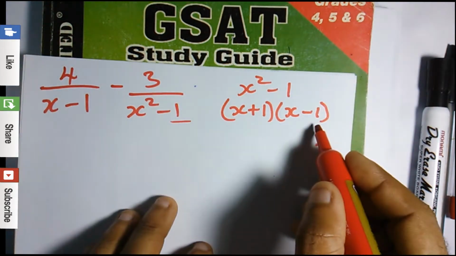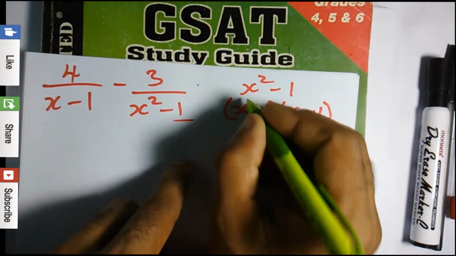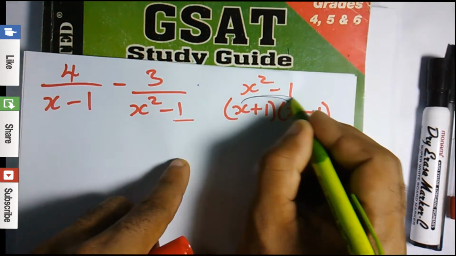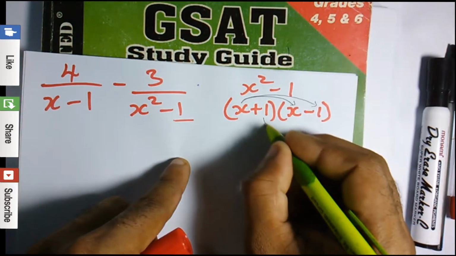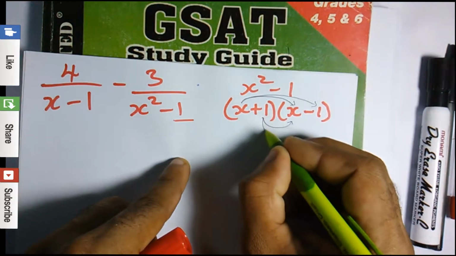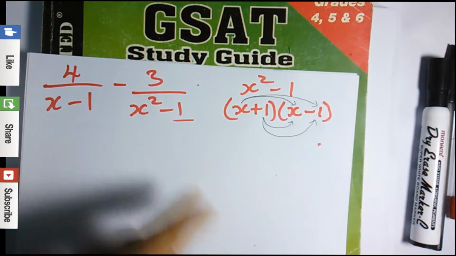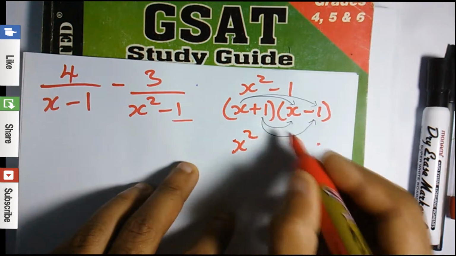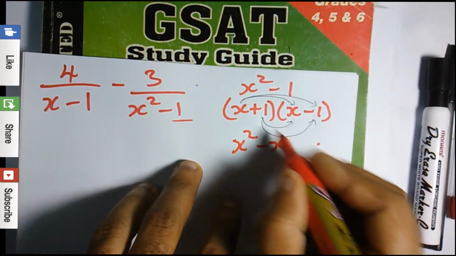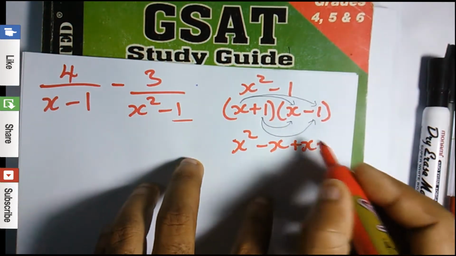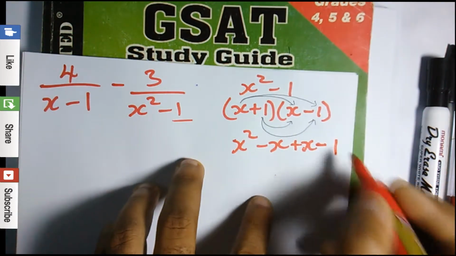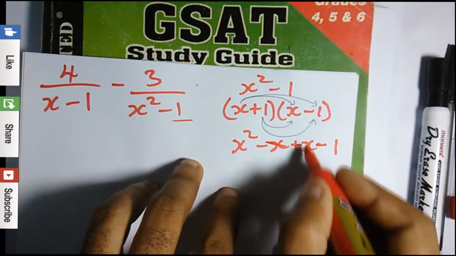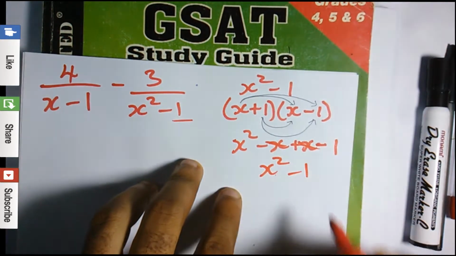Let's expand this and see if I'm correct. So we have x times x, which is x squared, x times minus 1 is minus x, 1 times x is positive x, and 1 times minus 1 is minus 1. If you realize, the like terms are going to cancel each other. So we have x squared minus 1.